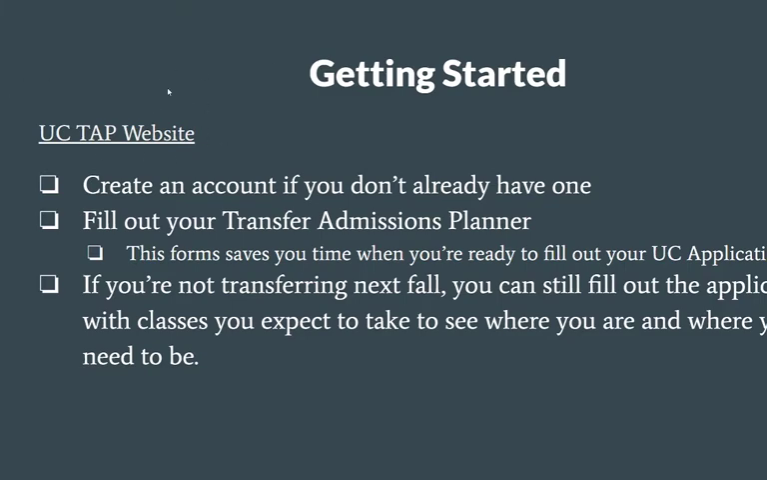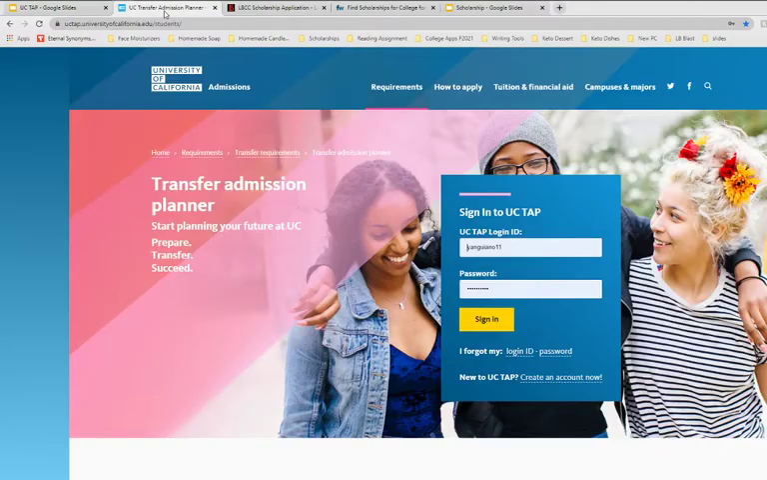So here is the UC TAP website. The first thing you want to do is create an account, if you don't already have one. Fill out your transfer admissions planner. This form saves you time when you're ready to fill out your UC application, so it does have great benefit. If you're not transferring next fall, you can still fill out the application with classes you expect to take to see where you are and where you want to be, as mentioned previously. So let's go ahead and head over to the website.